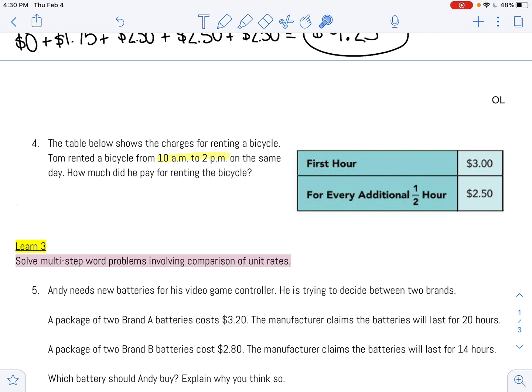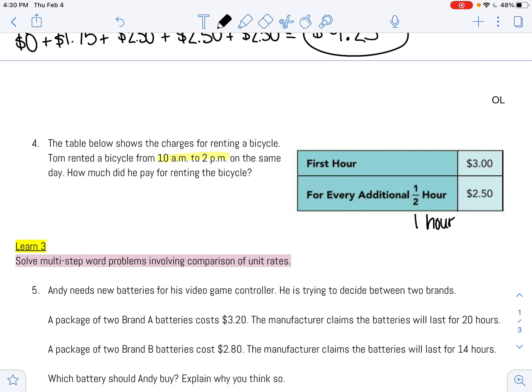So in this table, the first hour is going to be $3. For every additional half hour, it's going to cost $2.50. So for 30 minutes or half of an hour, it's going to cost $2.50. If we know this information, 1 hour is going to be double this amount.